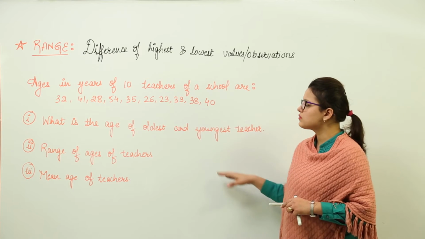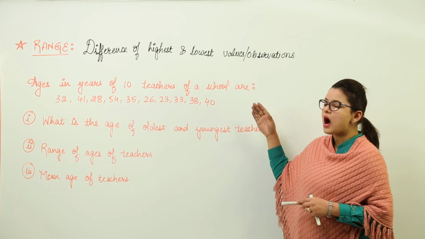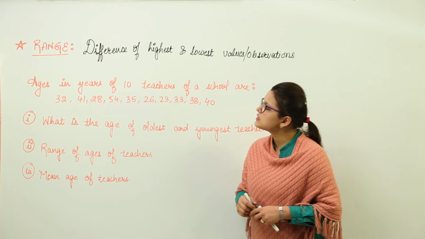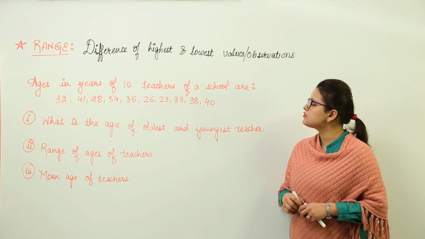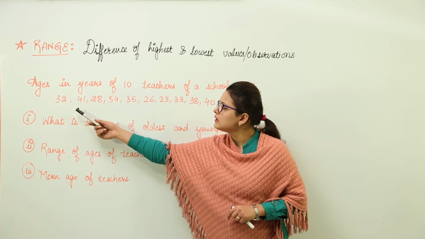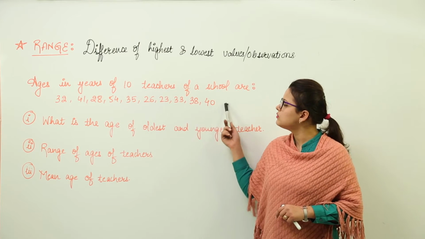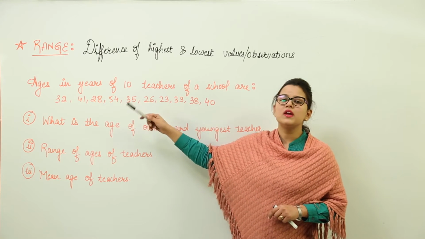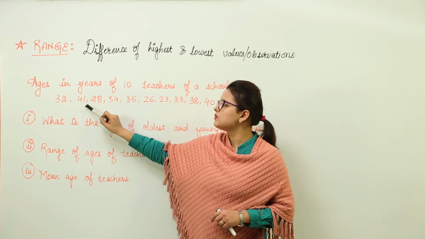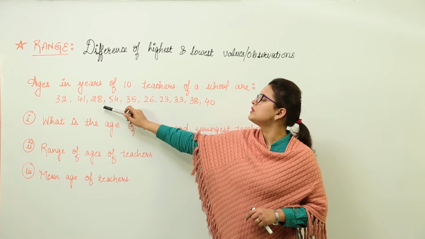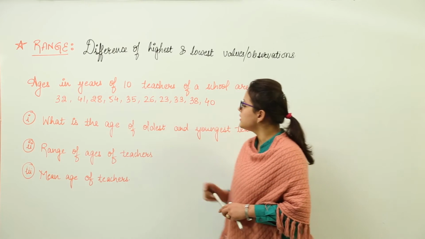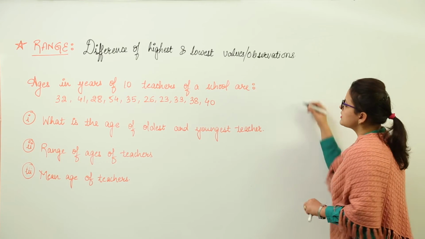Now let us solve these questions so you would understand how range is calculated. The question is: ages in years of 10 teachers of a school are given. A school has 10 teachers, and these are the ages for every teacher, right? The first teacher is 32 years old, the second one is 41 years old, the third one is 28 years old, and so on. So the first question is, what is the age of the oldest and youngest teacher?